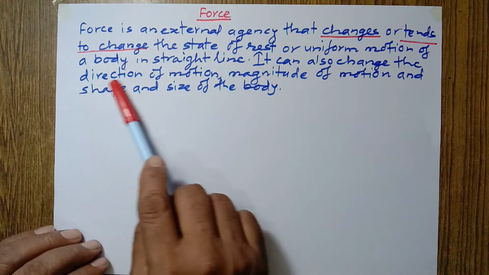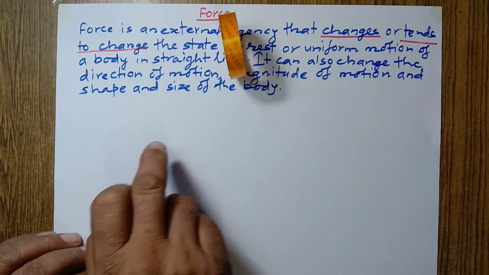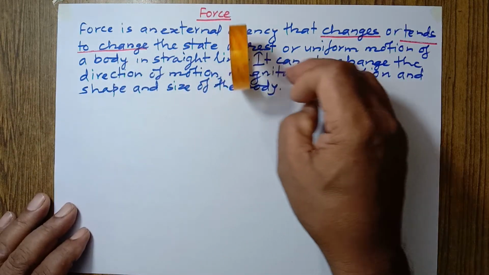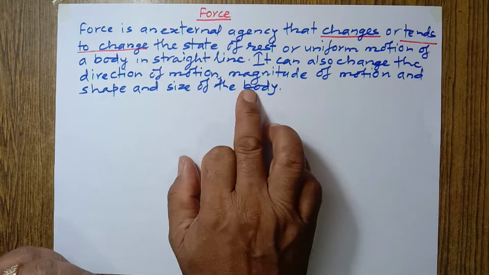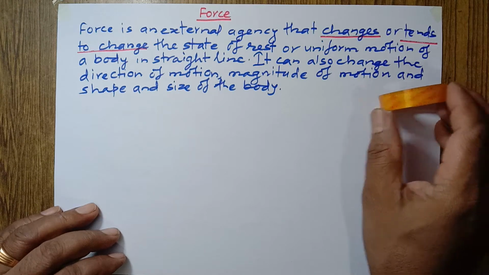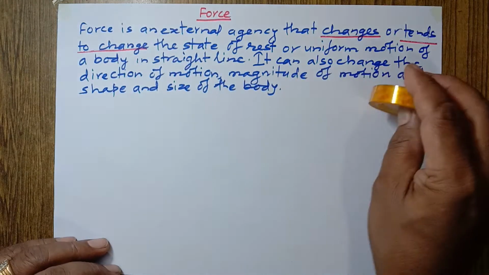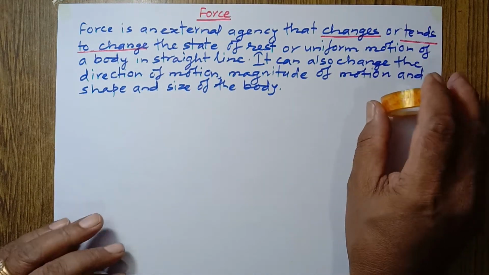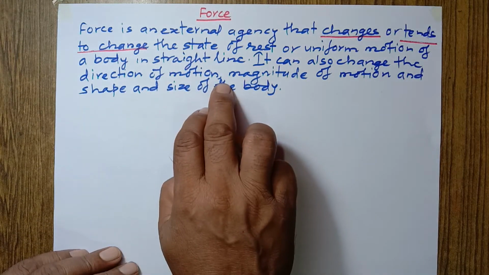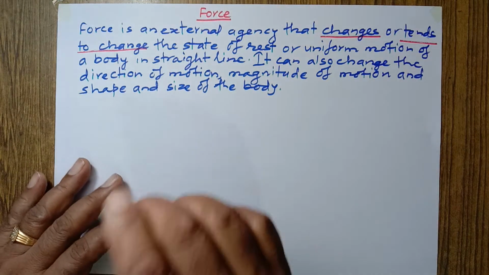It can also change the direction of motion. If a body is moving in one direction, if force is applied, then its direction can be changed. Its magnitude of motion can also be changed. If a body is moving, if more force is applied, the motion will be faster, and if less force is applied, motion will be less. That's why it changes the direction of motion, and magnitude of the motion can also be changed, and it can change the shape and size of the body.